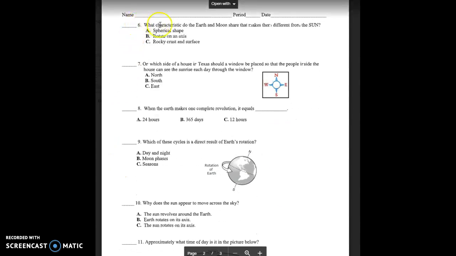Number 6. What characteristics do the Earth and Moon share that makes them different from the Sun? A. Spherical shape. B. Rotate on an axis. C. Rocky crust and surface.